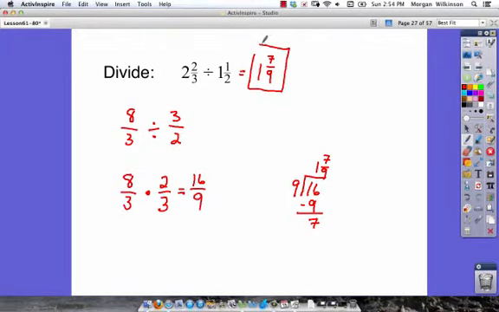We got that answer by changing our mixed numbers to improper fractions, copy dot flip, and then we reduce to change our improper fraction into a mixed number. We've completed the problem.